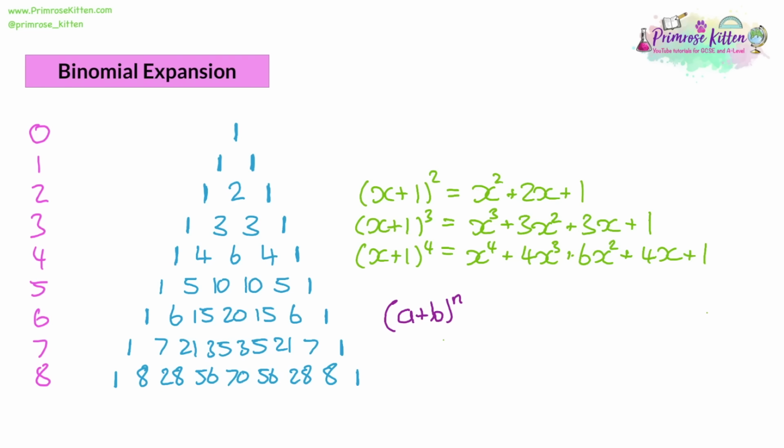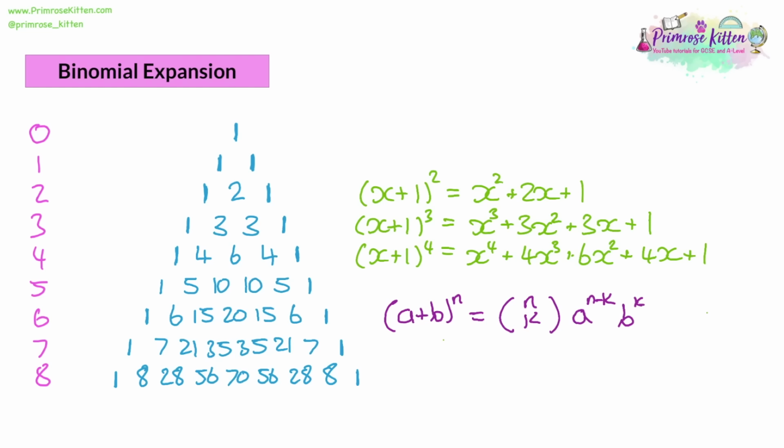A would be x, b will be 1, then we've got the various powers. The formula is going to be n over k multiplied by a to the power of n minus k multiplied by b to the power of k. And what this does is this will generate the terms in the expansion.